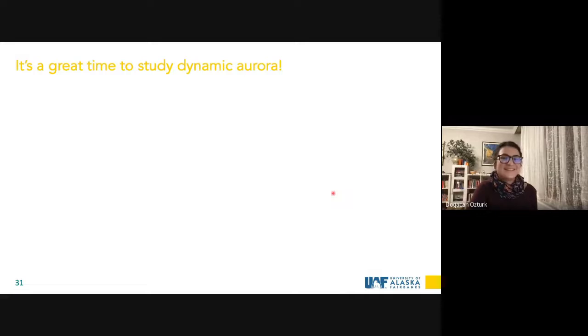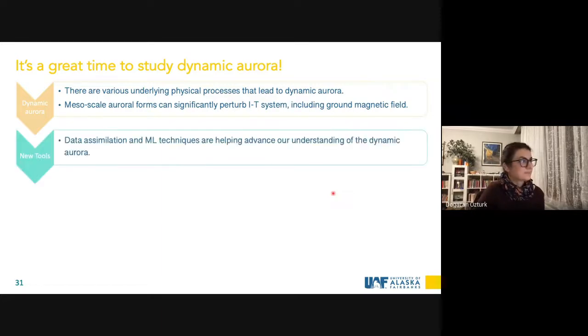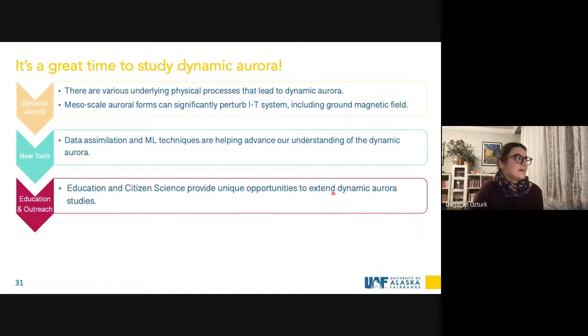So overall, it's a great time to study dynamic aurora. We have various underlying physical processes that lead to dynamic aurora, which hinders our ability to forecast them. But these structures deliver as much energy to the system as the large-scale structures. So it's really important to understand them better. There are new tools like data assimilation and machine learning techniques that can help advance our understanding of this. And then there are a lot of education and citizen science opportunities to extend these dynamic aurora studies, because this is something that we can directly communicate to a wider public.